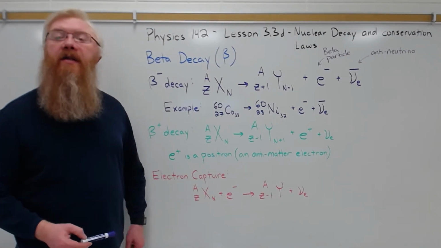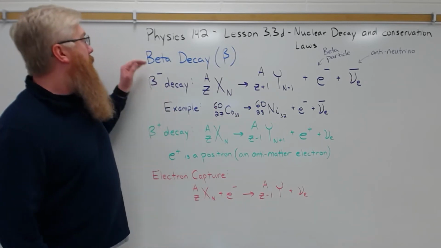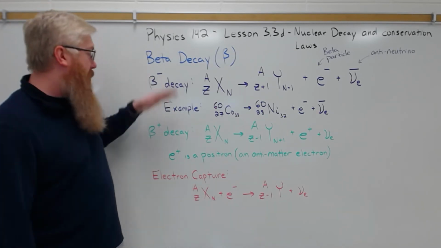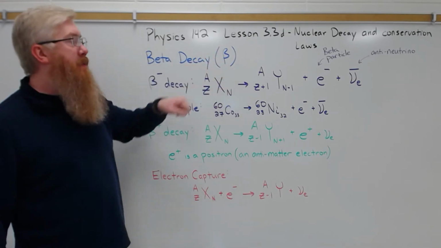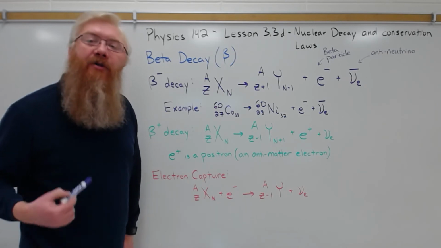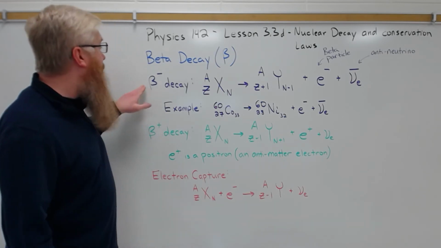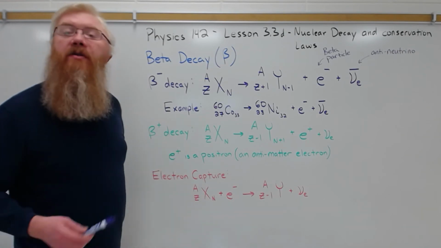Now let's look at the next two major types of reactions. Both are called beta decays. Beta, again, the Greek letter beta, looks like a bee with a long tail. In beta decay, there are two major types: there's beta minus decay and beta plus decay. So let's look at the first one first.